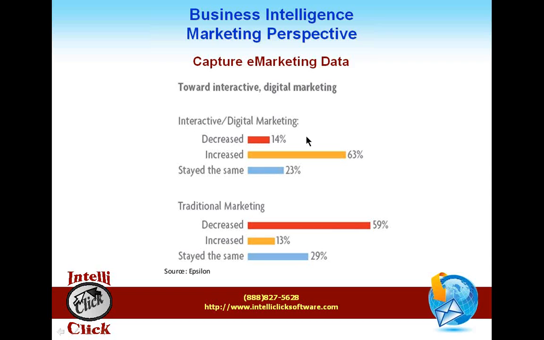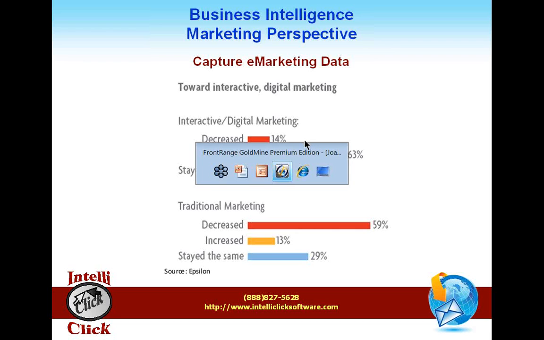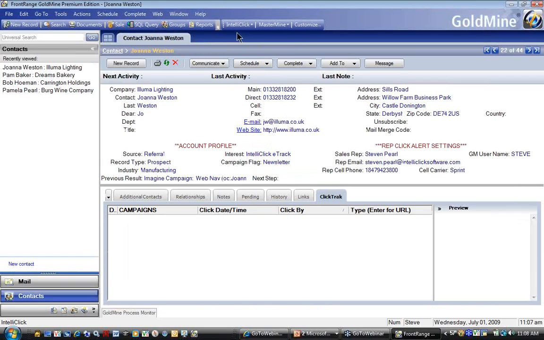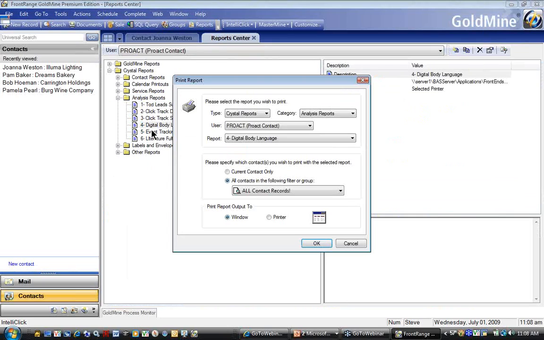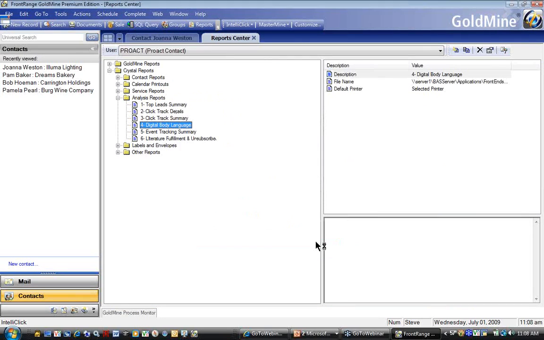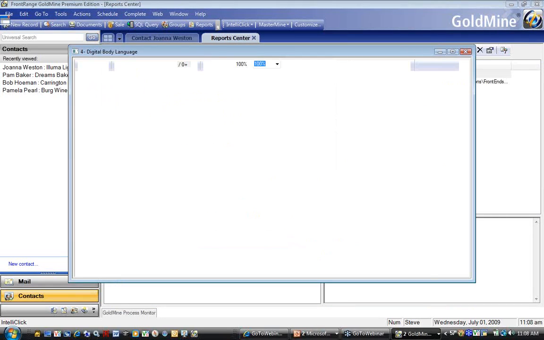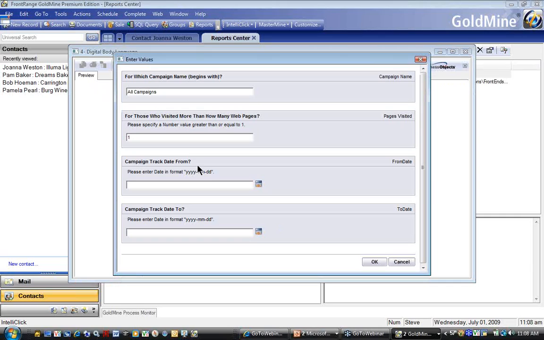Now, to give a little bit of an example of what we mean by digital marketing and the ability to learn more about your audience through that means, I'm going to flip over to GoldMine, and I'm going to run a little report that the tool IntelliClick allows you to generate called Digital Body Language. I'm going to run this report and show you some kinds of information that would give you a good idea of what your audience might have an interest in.